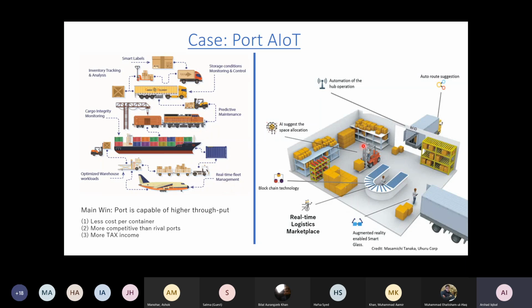Then on the right, there is auto route suggestion through AI algorithms, automation of hub operation through RFIDs, and AI suggesting space allocation for packages, along with augmented reality based checking of packages, a real-time logistics marketplace, and blockchain technology.